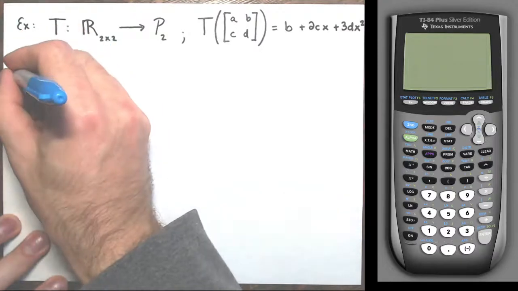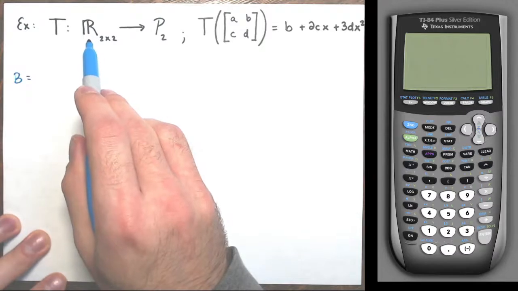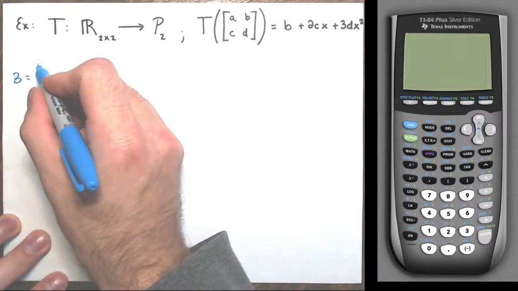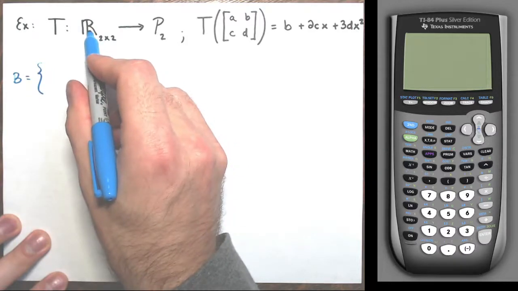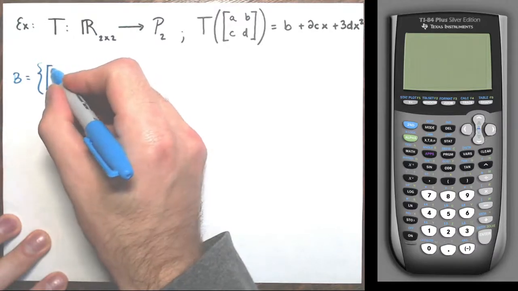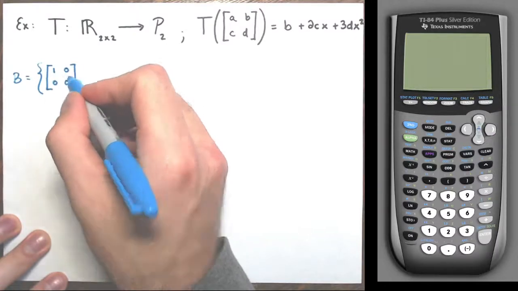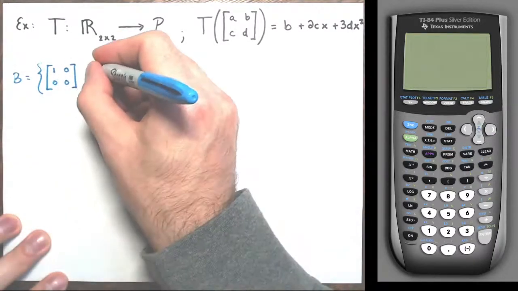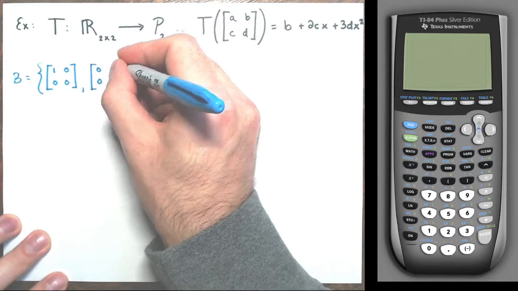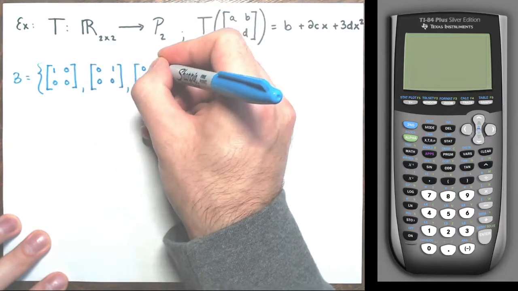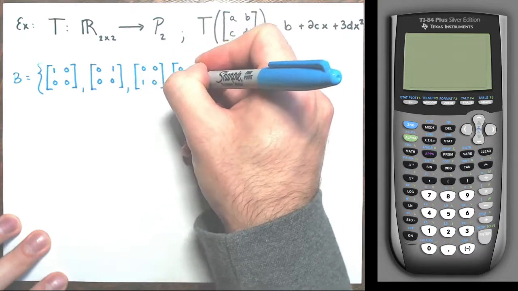All right, so I'm going to call B the standard basis for my domain. All right, this is R 2 by 2. Remember, this is the set of 2 by 2 matrices with real number entries. Remember, the standard basis were those 2 by 2 matrices with exactly 1 one and all the rest zeros. One entry is a 1 and all the other entries are zeros. So there are 4 of these, right? The dimension of R 2 by 2 is 4. So here is the standard basis for the domain.